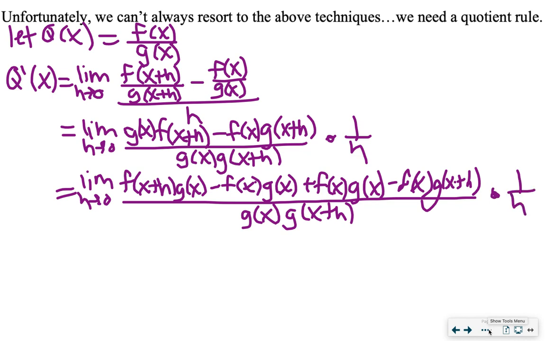Okay. So now I'm going to split that up a little bit, right? Because if you notice, my first two terms in my numerator have a common factor. My second two terms have a common factor. So let's split that into 2. So I've got the limit as h approaches 0.